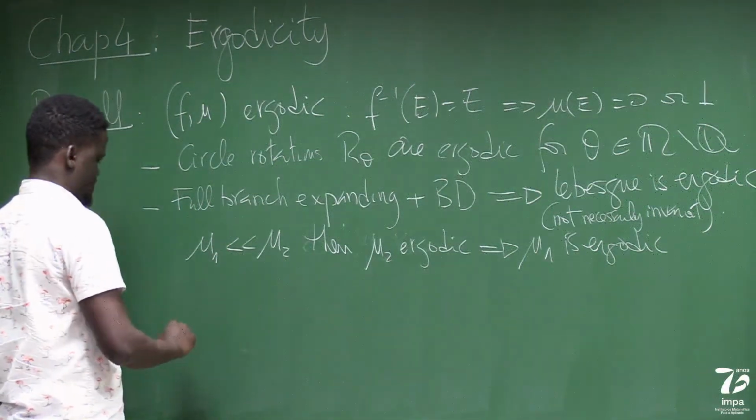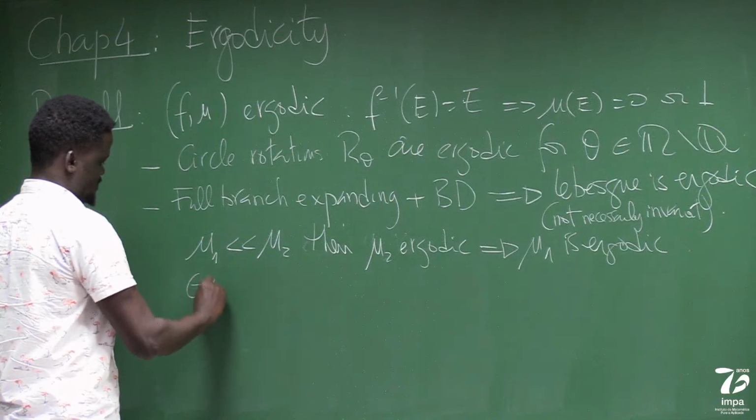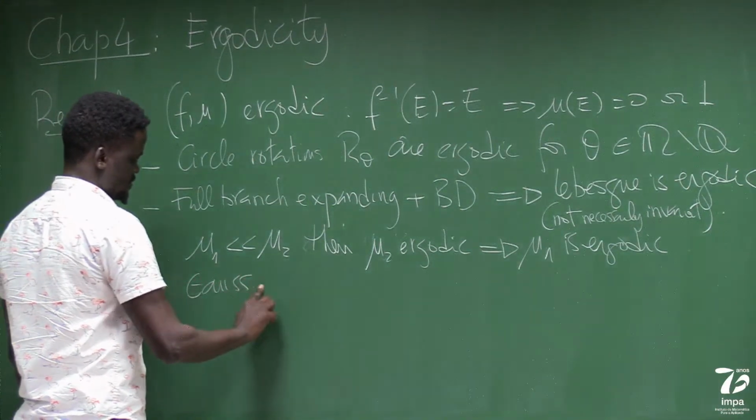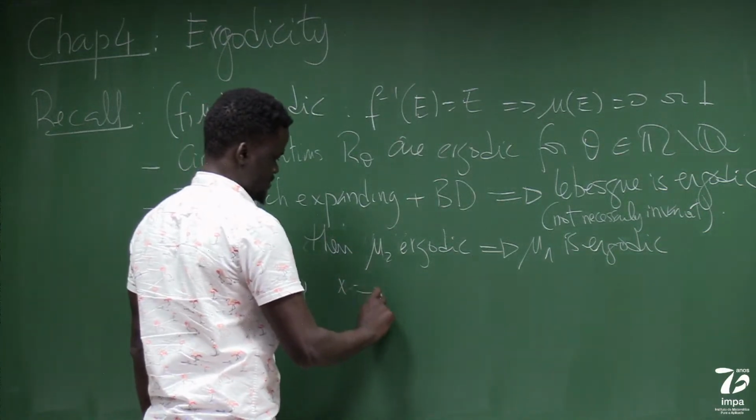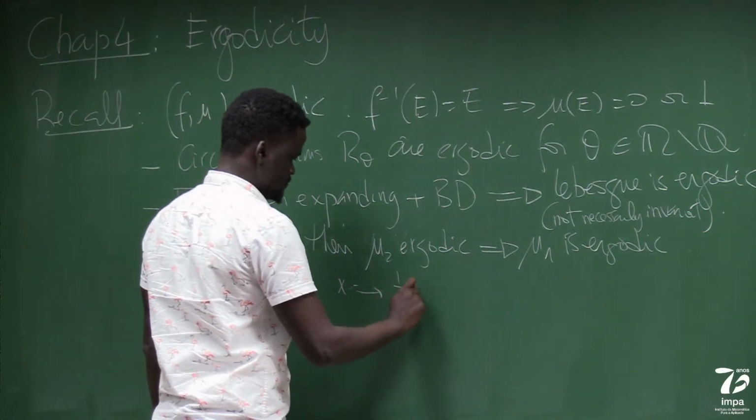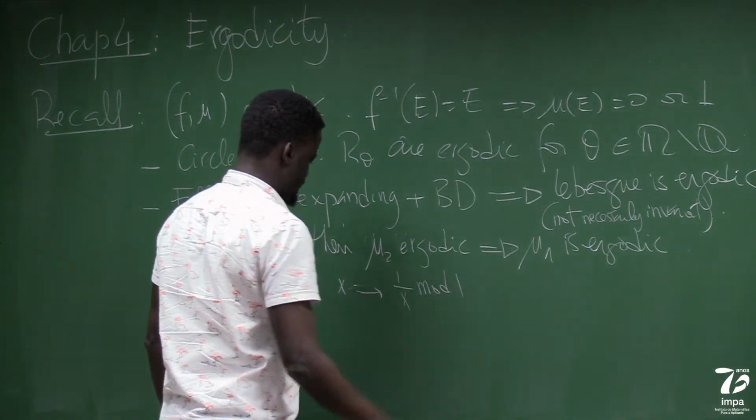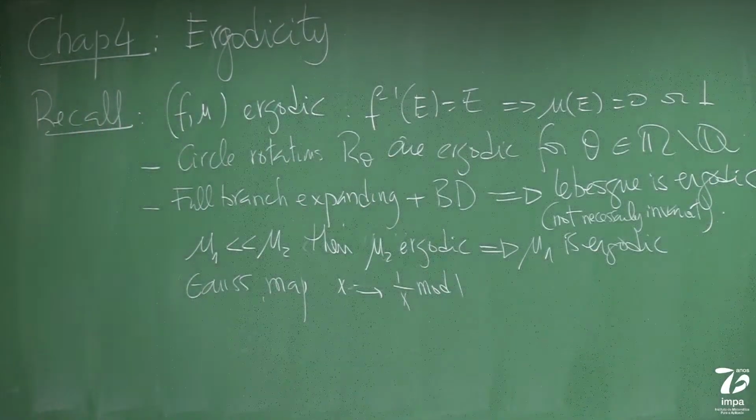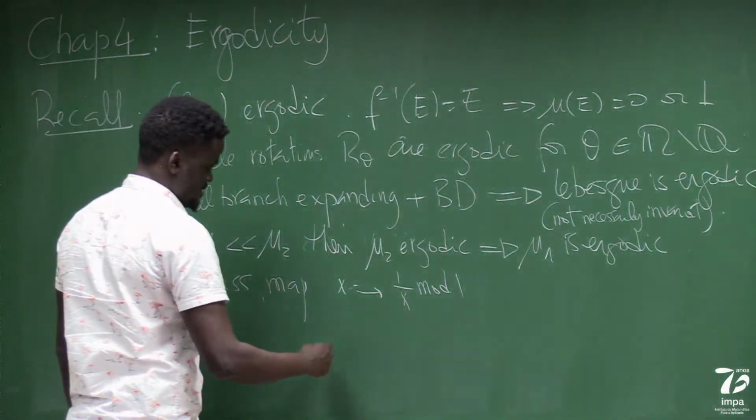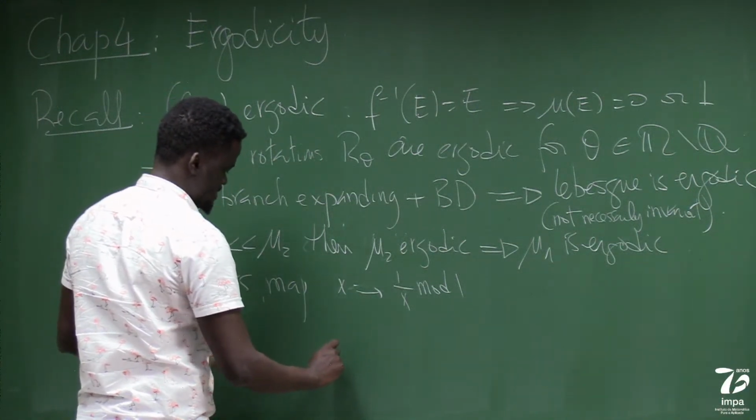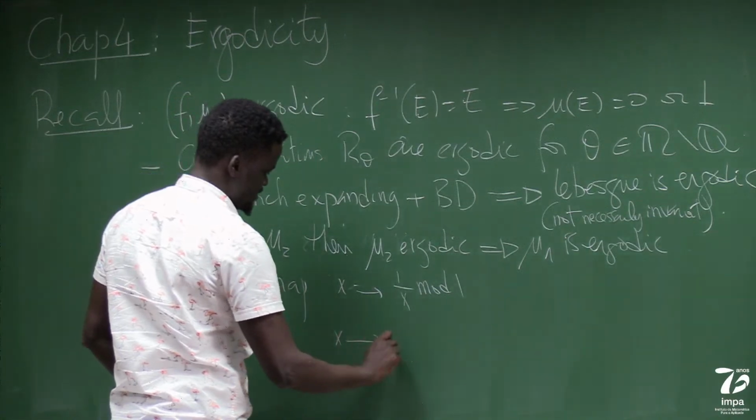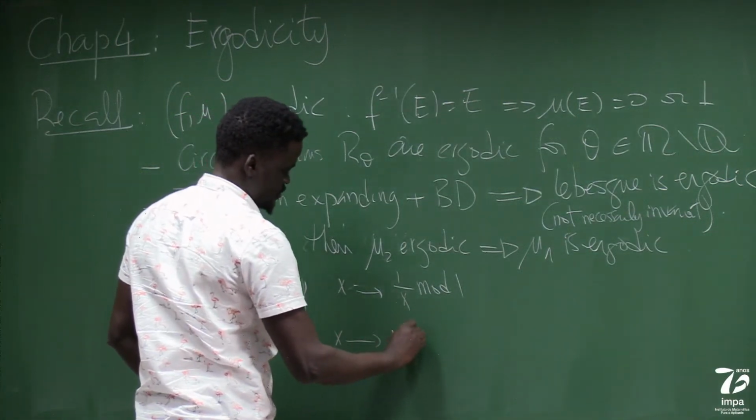And I ask you to check these exercises for the Gauss map, and also 10x mod 1, which is the easiest example you can see. For a full branch map like this, the branches are linear and the invariant measure is Lebesgue. I just give 10x mod 1.